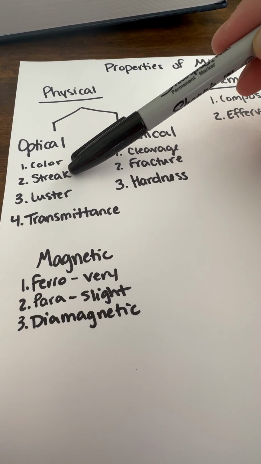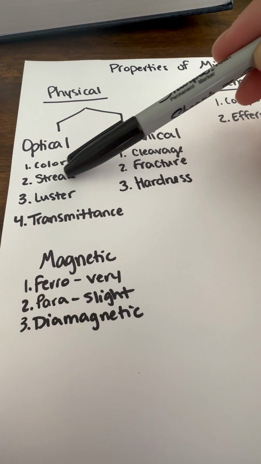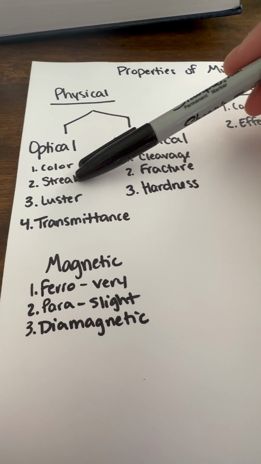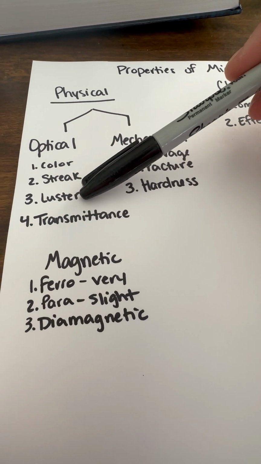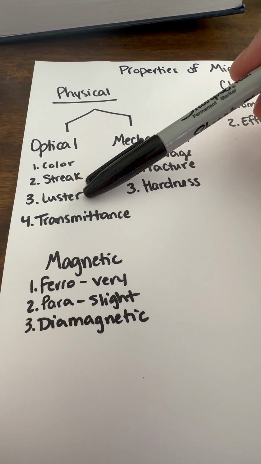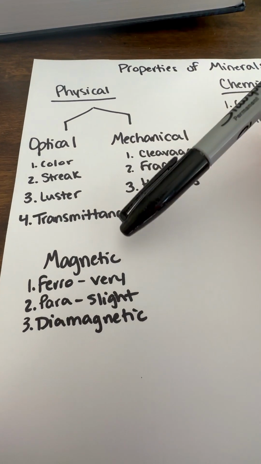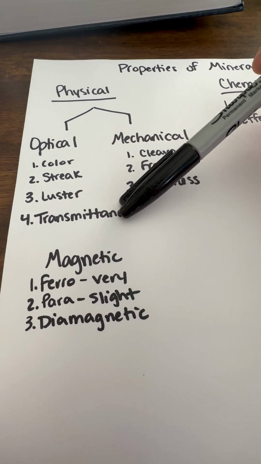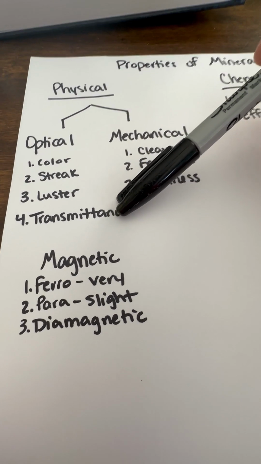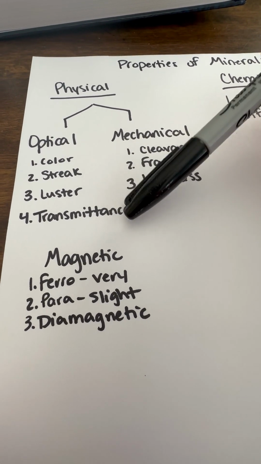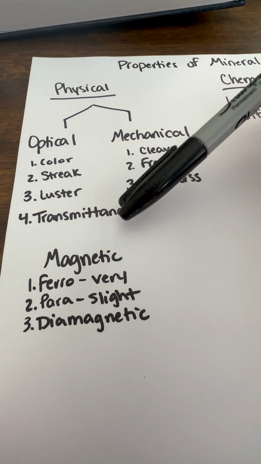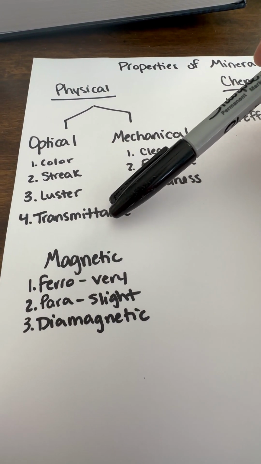We've got reflection too, because that's a streak. So it's when we ground it up into a powder, what color is it? We've got its luster. This is how it reflects light, if it's shiny or not. And then we've got transmittance, and that is how light can pass through our mineral or if it can't, right? So this is where we have our transparent, opaque, or translucent.